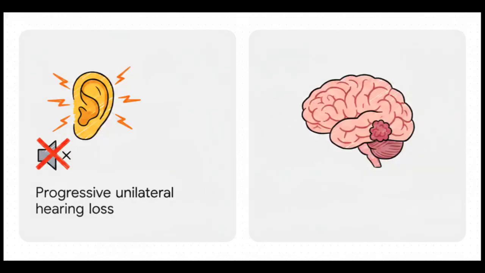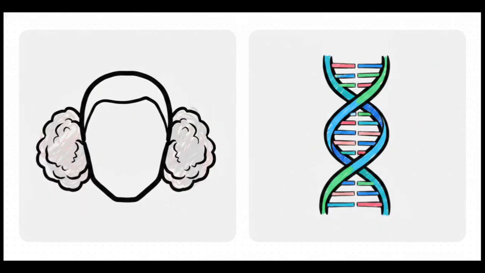Okay, moving up the body. Progressive unilateral sensorineural hearing loss paired with tinnitus? That's the classic hallmark of an acoustic neuroma, the most common CPA tumor out there. And the big one, what if a patient has bilateral acoustic neuromas? That's your absolute dead giveaway for neurofibromatosis type 2.